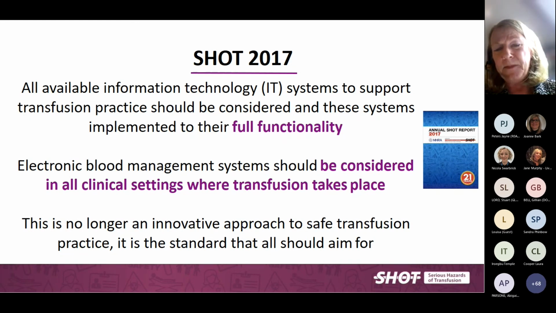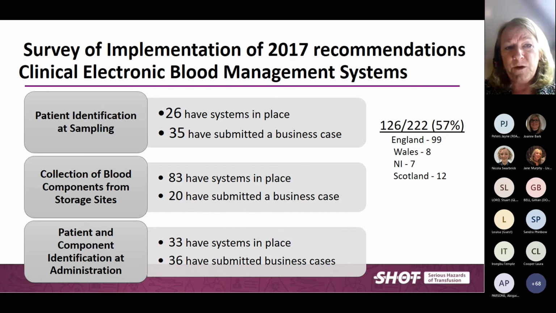So a little bit about what I was saying about electronic issue, but there are other systems that are just not doing as much as we know that they can do. And then in the clinical arena, you should consider these systems in all clinical settings where transfusion takes place. And rather than being visionary and innovative as it was at the beginning, it's now something that everybody should aim for. And of course, SHOT went back. This was key recommendation 2.